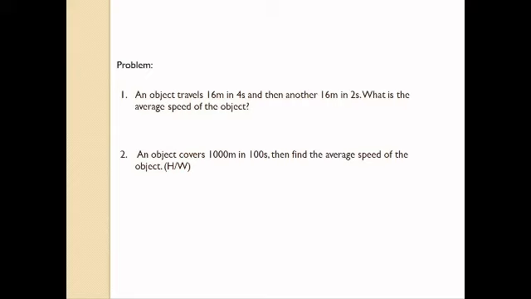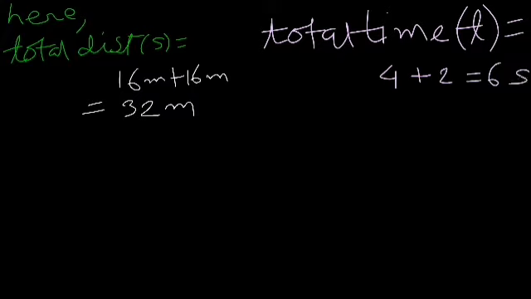The given conditions are: distance is equal to 16 meter plus 16 meter is equal to 32 meter, and the total time taken is 4 seconds plus 2 seconds is equal to 6 seconds. So now we will use the formula speed is equal to distance by time. We have the distance as 32 meter and time as 6 seconds. We put in the values and get the result as 5.33 meter per second. So the average speed of the object is 5.33 meter per second.